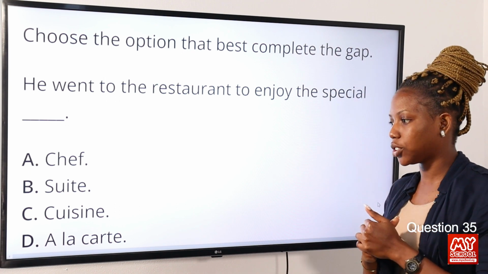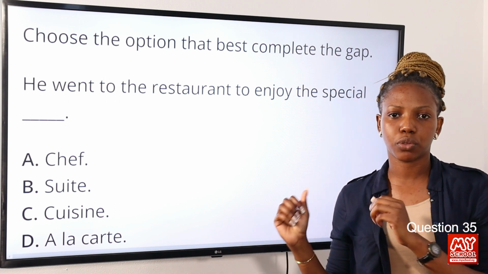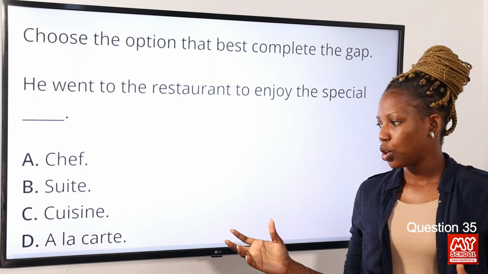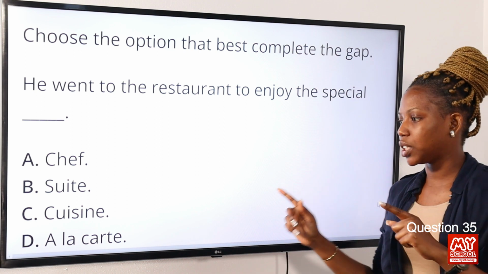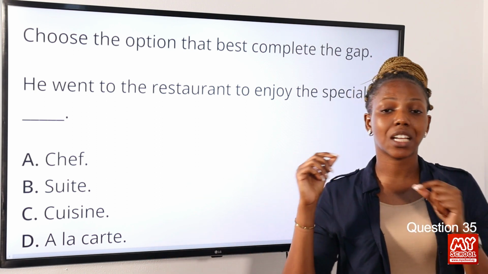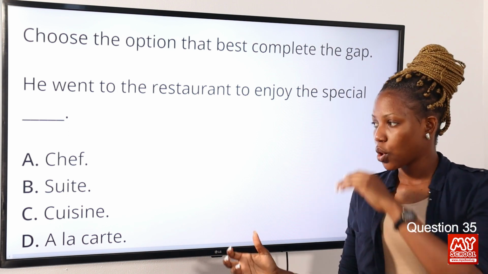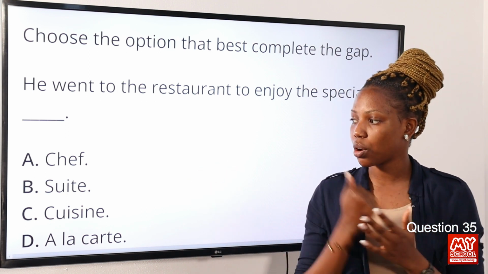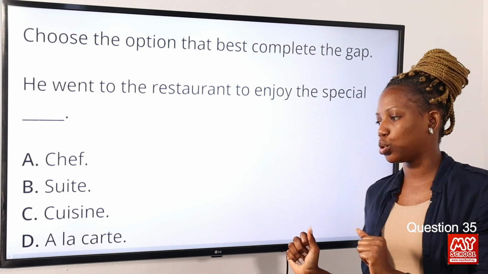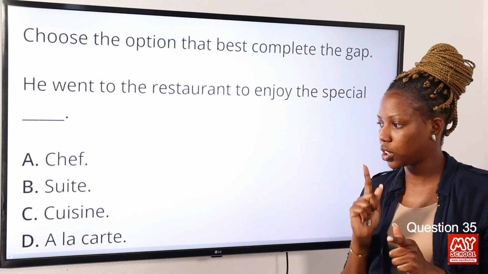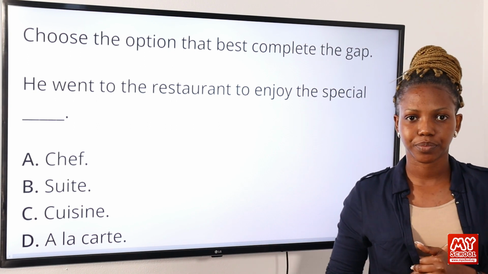Now the answer to this question is cuisine, because cuisine means a style or method of cooking. Okay, and it's a noun. So it fits, or it's appropriate for this sentence. But then option D, a la carte, is an adjective that is used to refer to a food that can be ordered as a separate item. When we talk about chef, it is a professional cook. Suite is a set of rooms designed for a particular purpose. So from my definition, option C, cuisine, is the correct answer to this question.